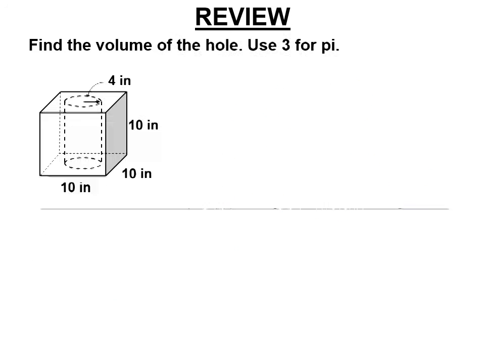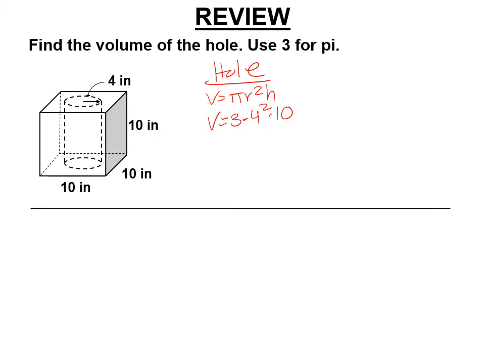So find the volume of the hole, use 3 for pi. All right, so the hole, you know we're going to subtract this in a second. The hole is pi r squared h. It's a cylinder. And it says use 3 for pi. The radius is 4, which we have to square, and the height is 10. And so 4 squared is 16. 16 times 10 is 160. And so this is 160 times 3. 3 times 6 is 18. We're getting 480 cubic inches for the volume of the hole.